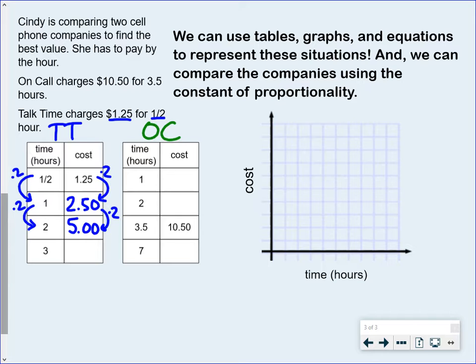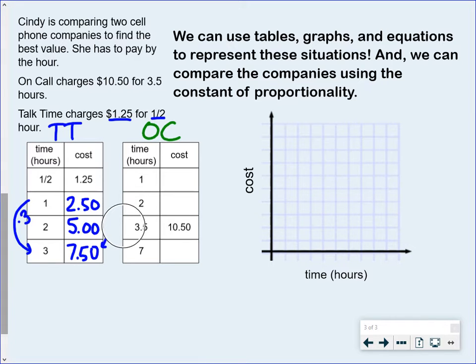Let me clean this up a little bit to show you what I mean. I'm going to use that 1 hour, and I'm going to use that to scale to 3. So 1 hour, to get to 3 hours, I need to triple it. I am doing 1 times 3 equals 3. So to keep it equal, also multiply this by 3. $2.50 times 3 is going to be $7.50.